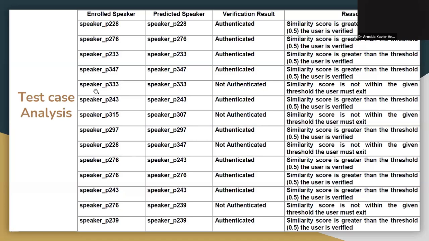So there is a fault in learning because speaker 333 had a different voice modulation when he entered in the development phase, that is the enrollment phase, and in the verification there is a different tone for him, so it didn't accept it. Whereas for all the others, you can see that not authenticated has been given out properly.